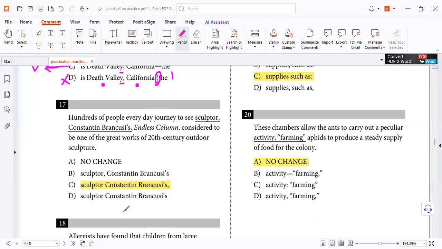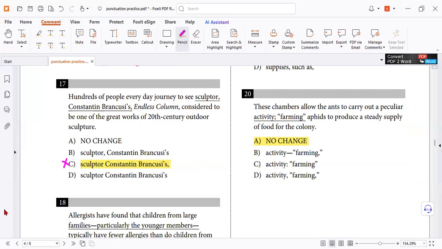17, you make it C. No, my friend. Let's read again. Okay. Is it B? Letter B, no.